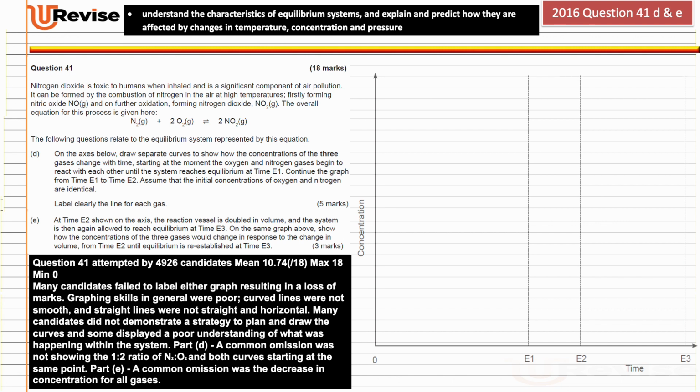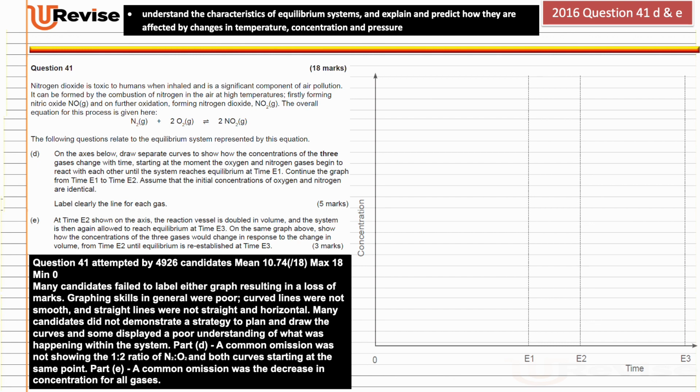At time E2 shown on the axis, the reaction vessel is doubled in volume and the system is then again allowed to reach equilibrium at time E3. On the same graph above, show how the concentrations of the three gases would change in response to the change in volume from time E2 until equilibrium is re-established at time E3.